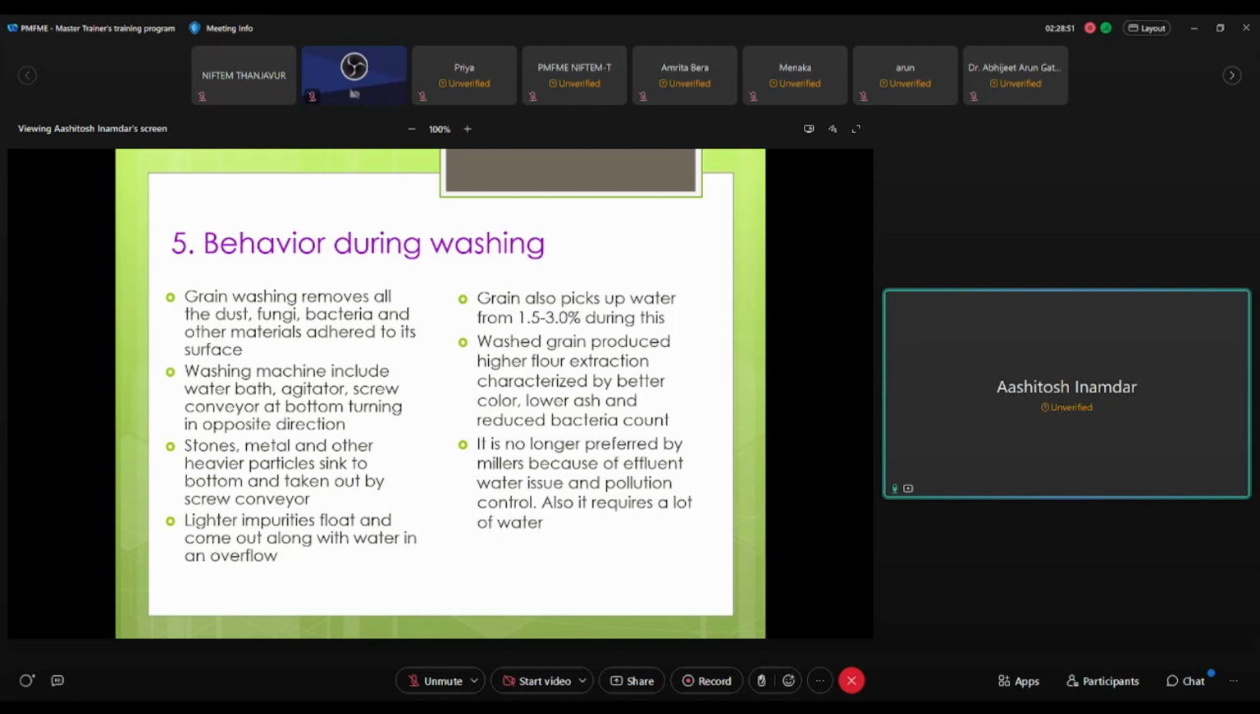So because of these two reasons, this machine is nowadays totally out of the market. Of course, there are very few grain processors who still use it. But because of the two reasons, one being the requirement of water, and the other being how to handle the water which comes out of it because of the higher BOD and COD values, this has not been in use for a very long time.